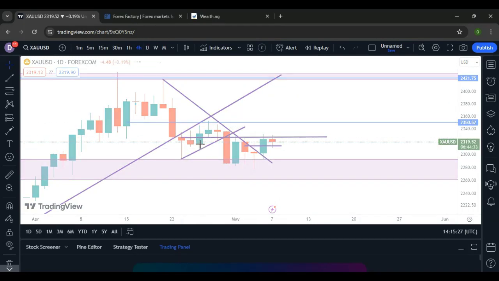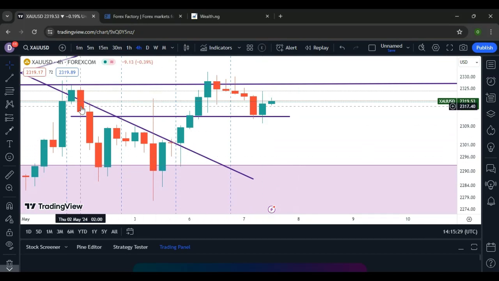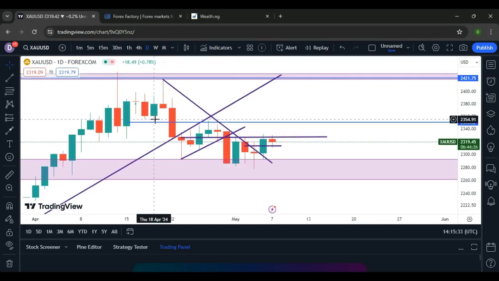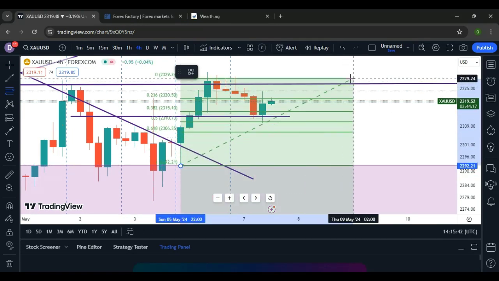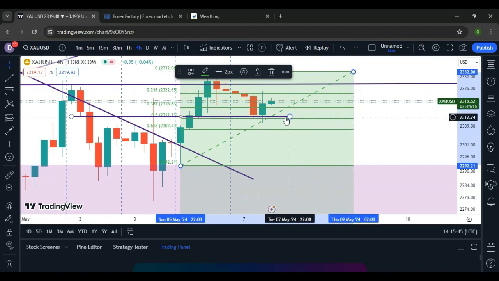So now that this trade is very bullish, this is what I did this morning. When this daily candle closed, I just came down to the 4 hour to pick my support level, and dropped Fibonacci all the way from here to this very high. So this is a support.